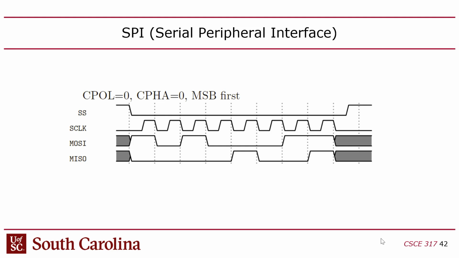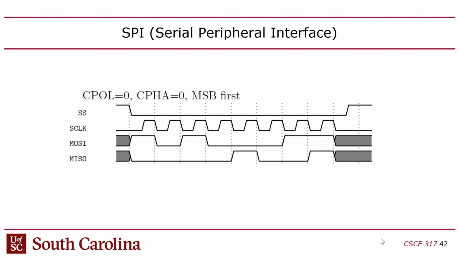So CPHA is 0, as indicated there, means that I want to read the data on the first edge of the clock. You might say, well, is it always the rising edge? Well, no. The first edge of the clock is the rising edge in this case because CPOL was also 0. Because we have a combination of CPOL being 0, meaning the clock starts out 0, and CPHA being 0, meaning I want to read on the first edge, the first edge is the rising edge, right? Now if CPOL were 1 and the clock started out high, then the first edge would have been the falling edge, and that's the edge I would have read on. Does that make sense?